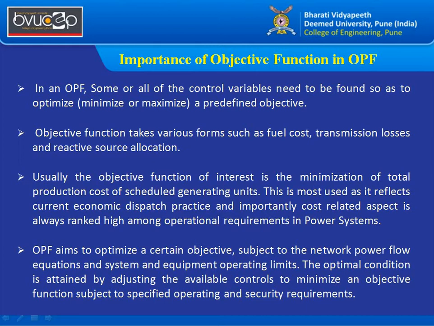So the main objective: OPF also aims to optimize a certain objective subject to network power flow equations, and system and equipment operating limits. So it has to behave as a multiple tasking objective. One, it has to maintain the power flow. Second, it has to maintain the limits. Next, it has to maintain the constraints on the components that have been connected. This condition is adjusting the available controls to minimize the objective function subject to the operating conditions as well as the security conditions or requirements.